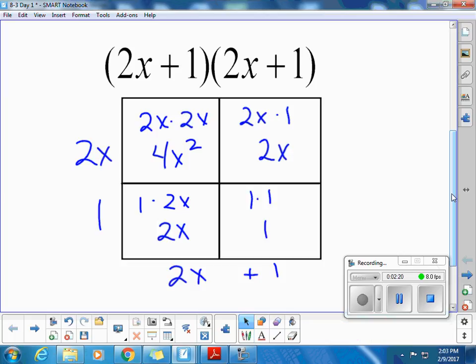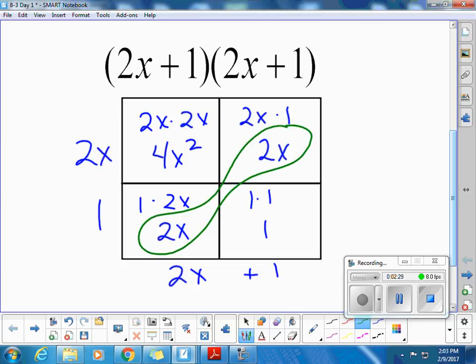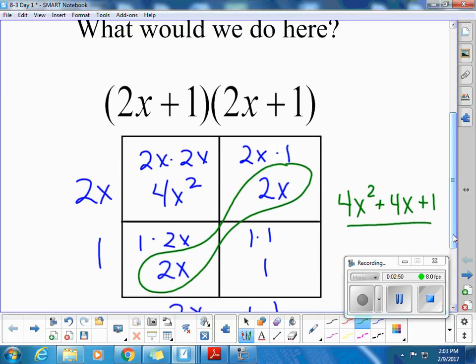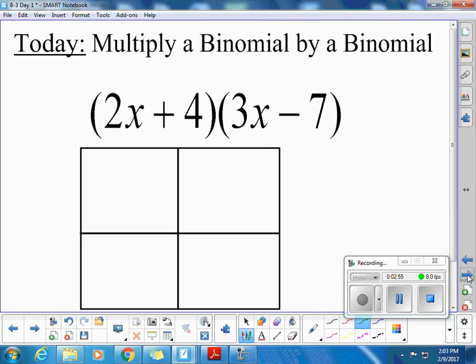And if you'll notice, there are like terms diagonally here. I have 2x and another 2x. So now I'm going to rewrite the polynomial in standard form. I'm going to start with the 4x squared. Combine my 2x plus another 2x, so I have 4x, and then plus 1. So that is what I get when I multiply those two binomials: 4x squared plus 4x plus 1. All right, let's try another one.